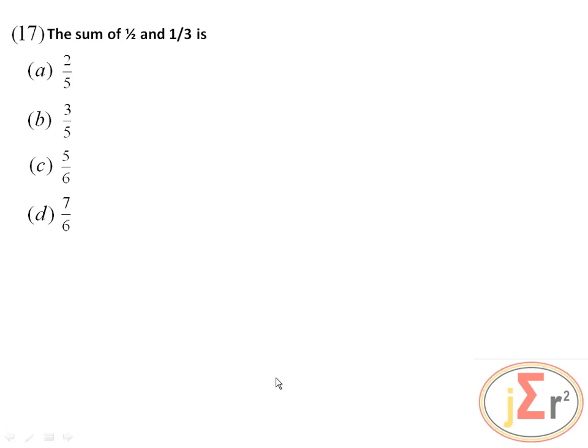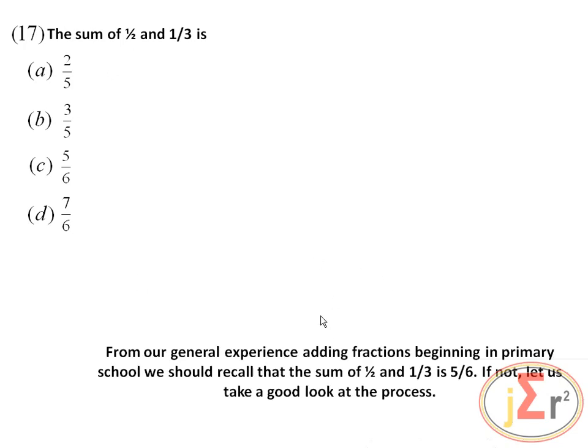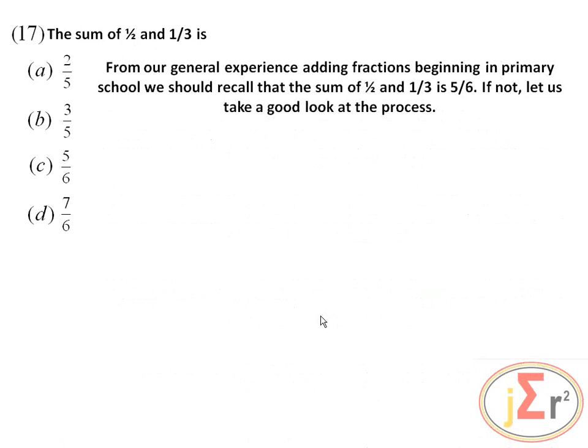Now we have the sum of two fractions, a half and 1/3. How may we proceed with that problem? From our general experience adding fractions beginning in primary school, we should recall that the sum of a half and 1/3 is 5/6. So just by experience and by working with fractions over a long period of time, as soon as we see a half plus 1/3, we know the answer is 5/6.